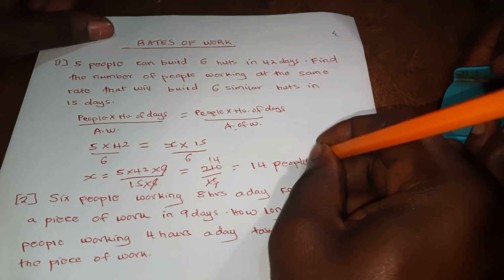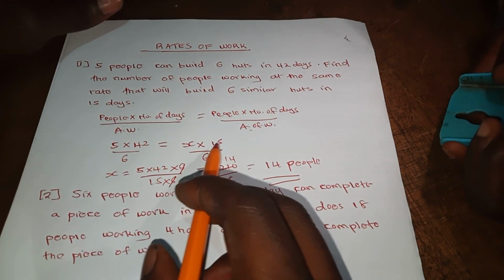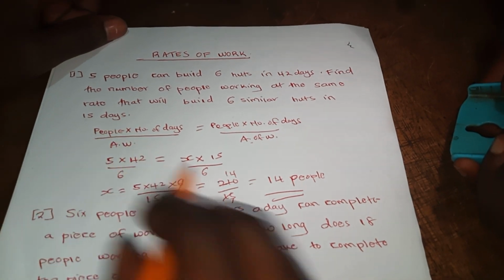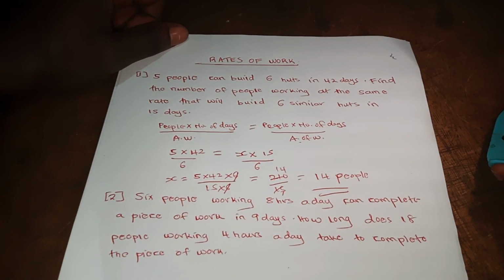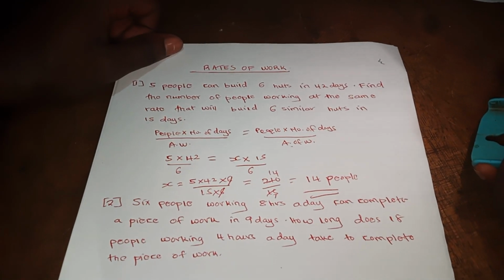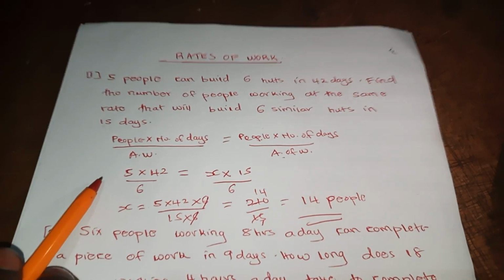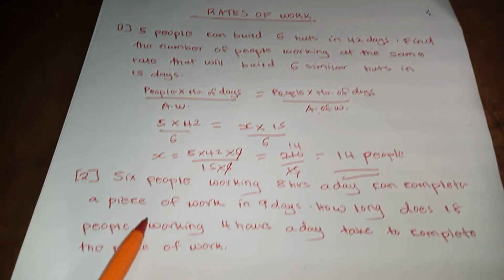This is the answer. We need 14 people to build 6 similar huts in 15 days. We need 14 people. That's the first question. It's talking about the amount of work. What about the second one?